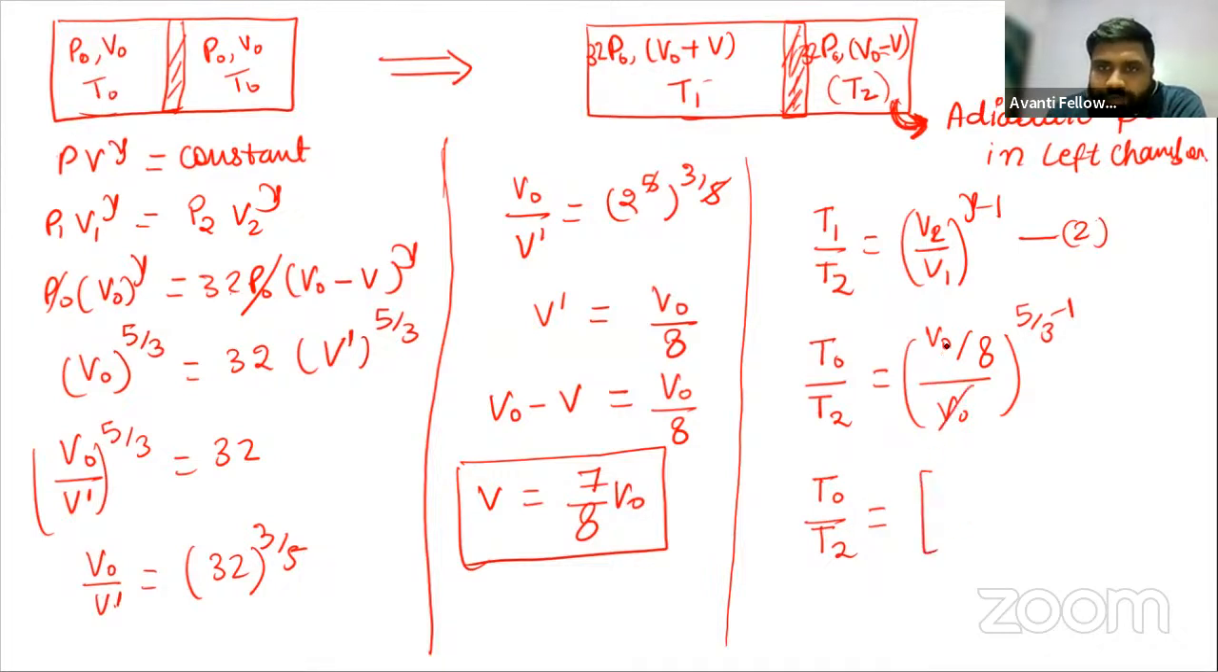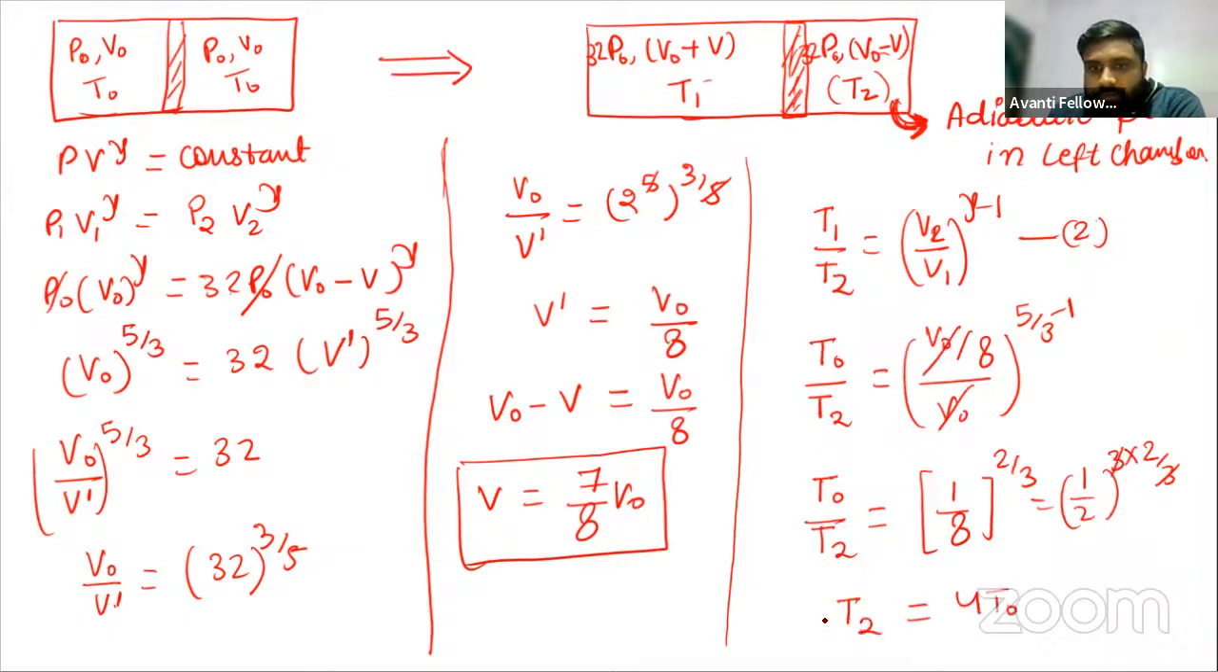Now, V naught and V naught will cancel out. So it will become 1 by 8 raised to the power 2 by 3. Now we know that 1 by 8 is nothing but 1 by 2 raised to the power 3. And here we have 2 by 3, so it will cancel out. So we can say that T2 here is nothing but 4 times T naught.